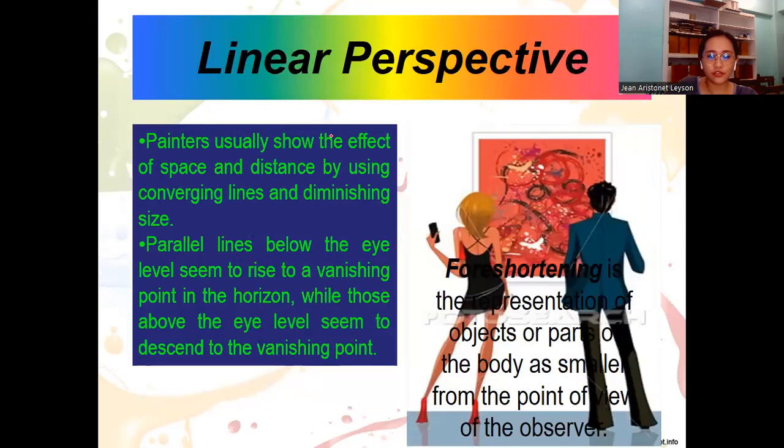Painters usually show the effect of space and distance by using converging lines and diminishing size. Parallel lines below the eye level seem to rise to a vanishing point in the horizon, while those above the eye level seem to descend to the vanishing point.